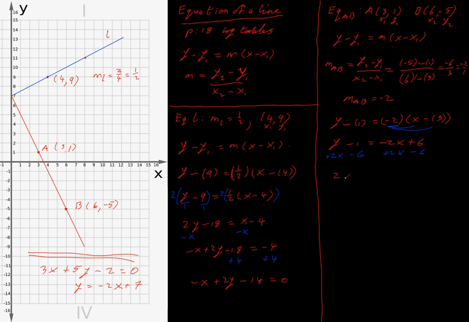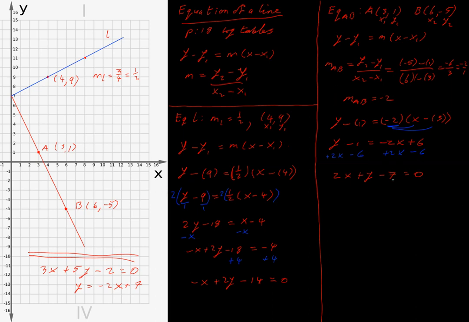And when I do that, I get 2x plus y. There's no symbol in front of the y, so it means it's positive. Minus 1 minus 6 is minus 7 is equal to 0. And that is my equation.